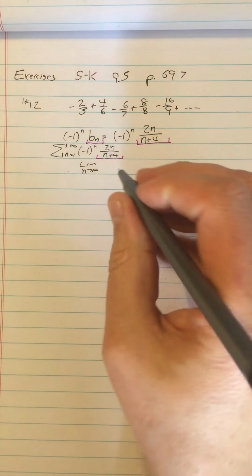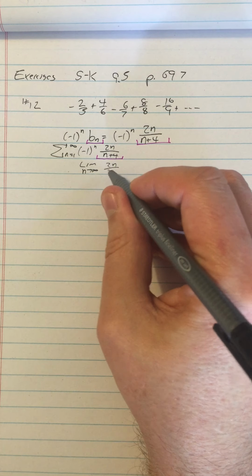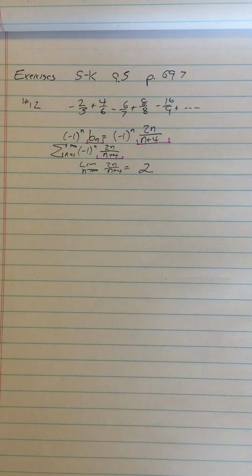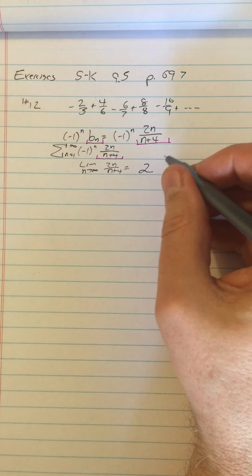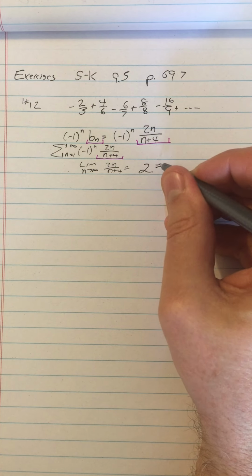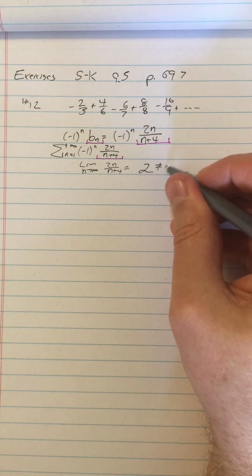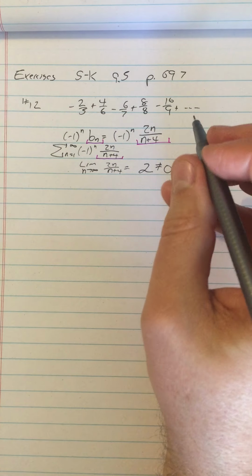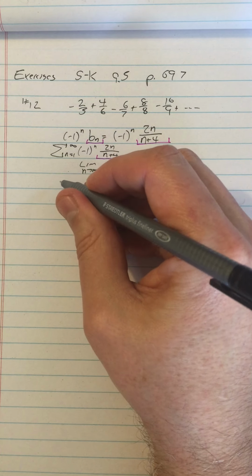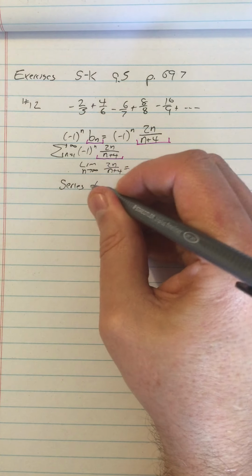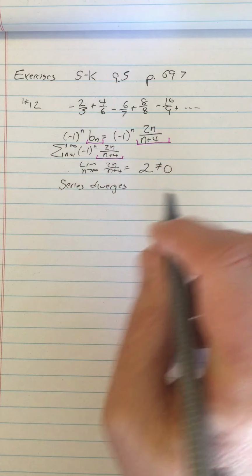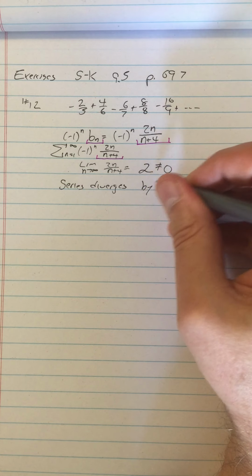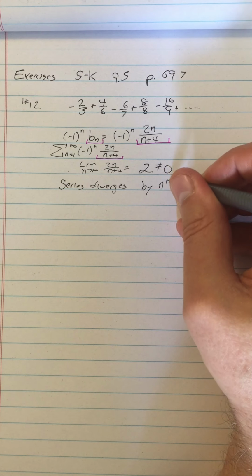So the limit as n approaches infinity of 2n over n plus 4, and even a kindergartner knows that that is 2. Everybody knows that's 2. Also, kindergartners know that 2 is not equal to 0, so the limit is not 0. That means the series diverges. But remember that when we say the series diverges because the limit is not equal to 0, that's really the nth term test. So it diverges by the nth term test.